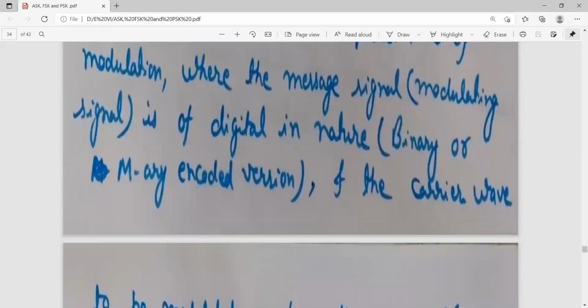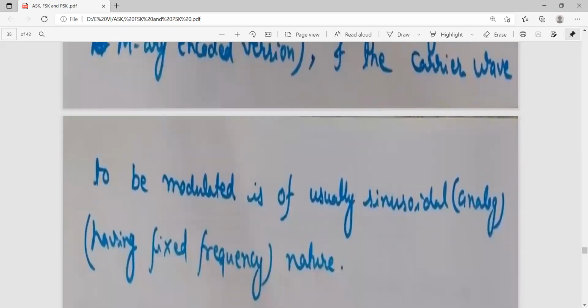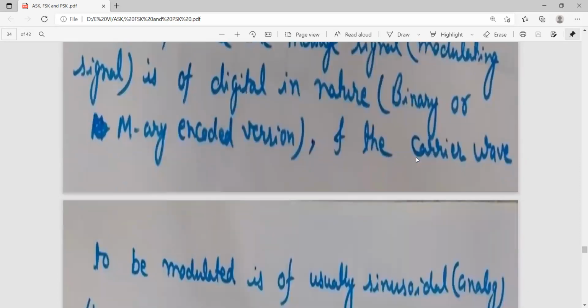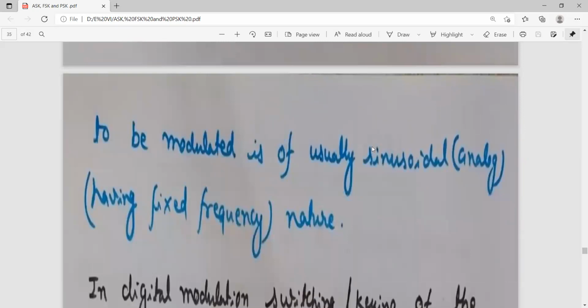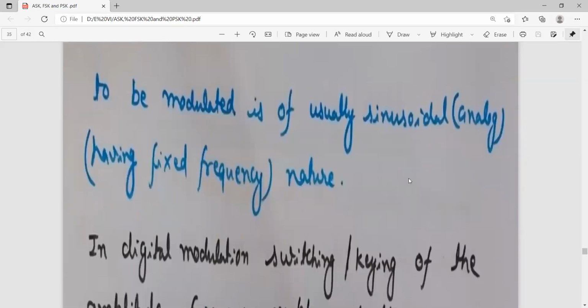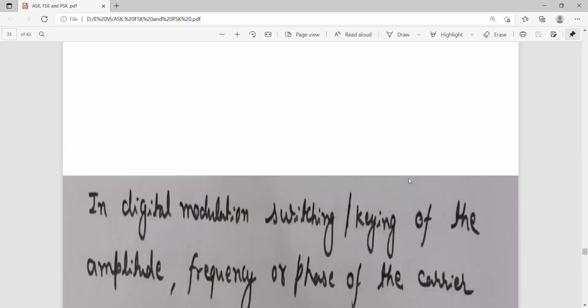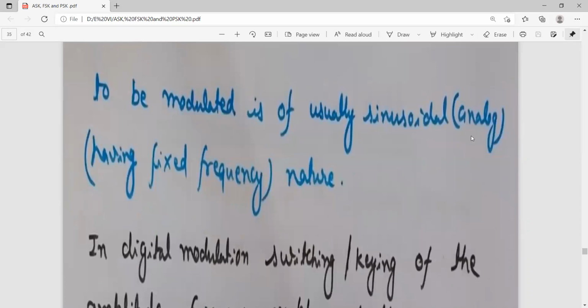So the message signal is digital in nature whenever you are considering digital modulation. The carrier wave to be modulated is usually sinusoidal. So that is the digital information attached to the carrier. The resultant wave is again in analog format only.